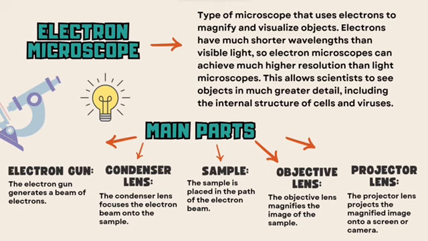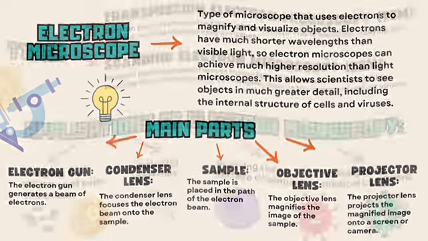There are several main parts in an electron microscope. The first one is the electron gun. The electron gun generates a beam of electrons. Number 2, condenser lens. The condenser lens focuses the electron beam onto the sample. Number 3, sample. The sample is placed in the path of the electron beam. Number 4, objective lens. The objective lens magnifies the image of the sample. And lastly, the projector lens. The projector lens projects the magnified image onto a screen or camera.